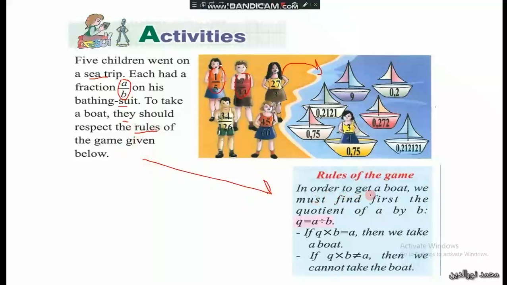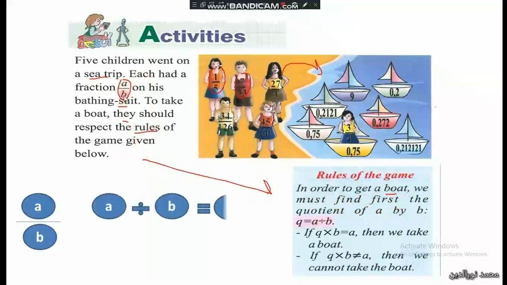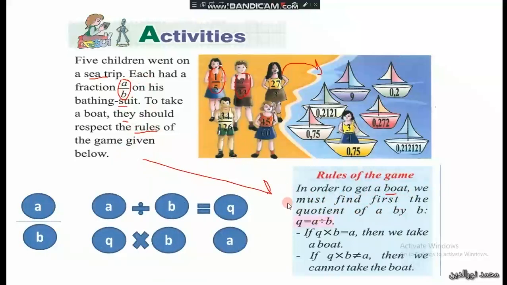In order to get a boat, we must find first the quotient of A by B. So first of all, we have to divide A by B. A divided by B equals the quotient. The answer of the division is called the quotient. And then if Q times B equals A, then he takes the boat. If Q times B is different from A, he cannot take the boat.